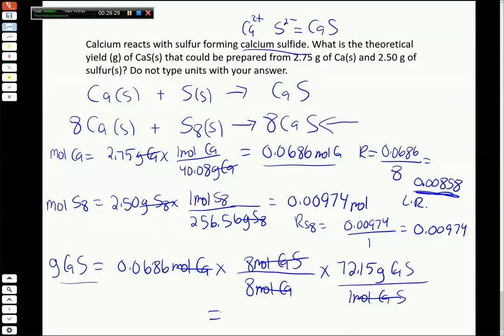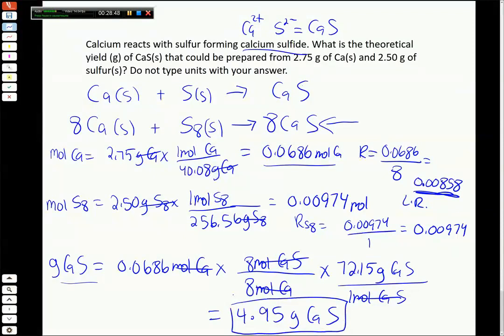And so when we multiply this out, we get 4.95 grams of calcium sulfide, and you would just enter in the number 4.95.